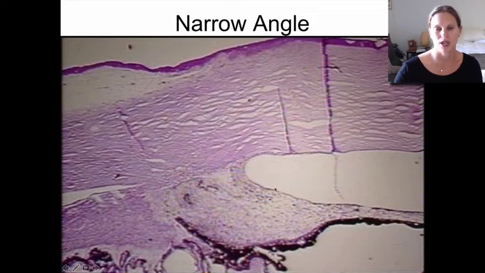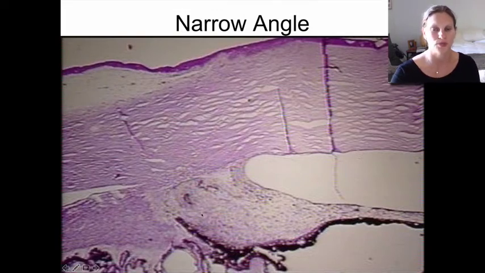So again, this is the cornea, this is the iris, this would be the ciliary body down here. See how it's squished? This narrow angle has more to do with this iris being displaced and being pushed over. And that is what's causing the drainage issue in this particular case.